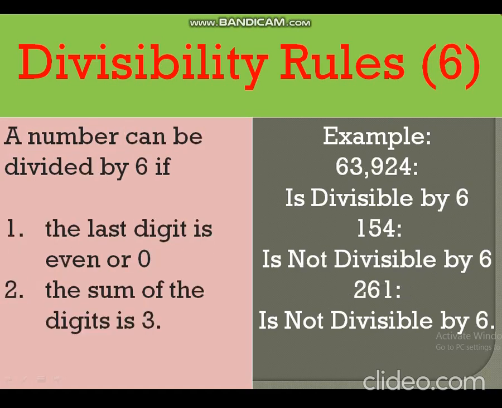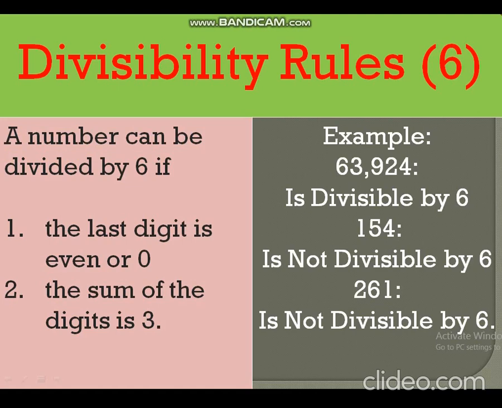Divisibility by 6. The rule is if a number is divisible by both 3 and 2, the number is also divisible by 6. So, for a number to be divisible by 6, there are two conditions. The first condition is the number should end with an even digit or 0. That is the divisibility rule for 2. The second condition is the sum of its digits should be divisible by 3. That is the divisibility rule for 3. Now, let us take an example to understand it better.